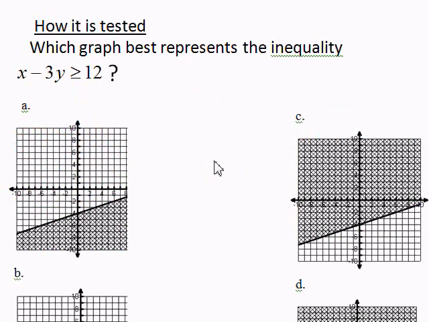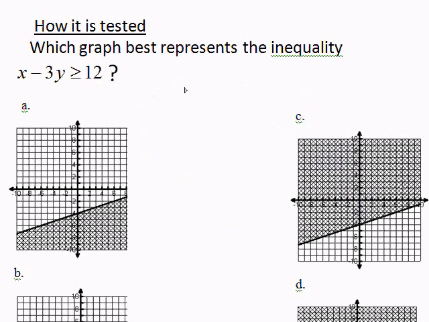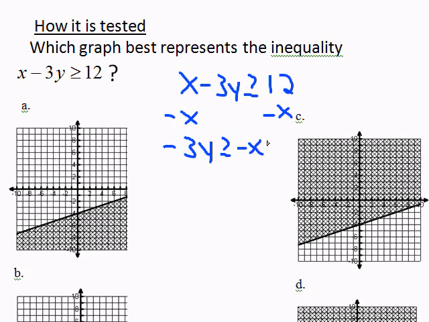So what we're going to have to do is match an equation or an inequality with a graph. First thing we're going to do with that inequality is turn it into an equation where it's just y equals. So we're going to have to take our x minus 3y greater than or equal to 12, and turn that into just y is equal to. So we're going to subtract x from both sides, giving us negative 3y is bigger than or equal to negative x plus 12, dividing both sides by negative 3.